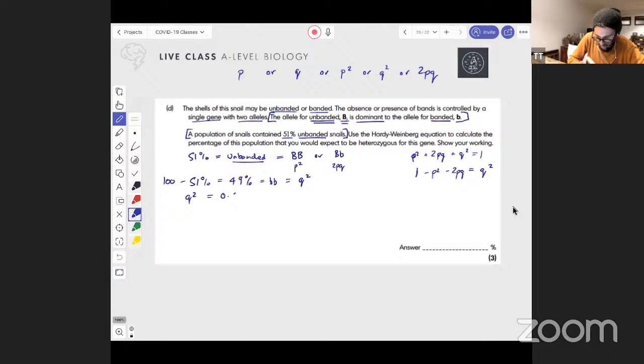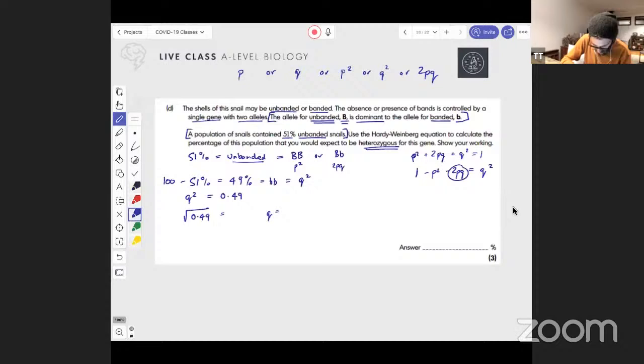And now what have we got to actually do? Find those that are heterozygous. So we're looking to find 2PQ. The only way to do that is, first of all, we need to find Q. So the square root of 0.49 is going to give us Q. Someone's going to have to do that for me, because my scientific calculator is packed in my bag because I tried to get on the plane today. 0.7, of course, 7 sevens are 49. Makes total sense. So Q equals 0.7.